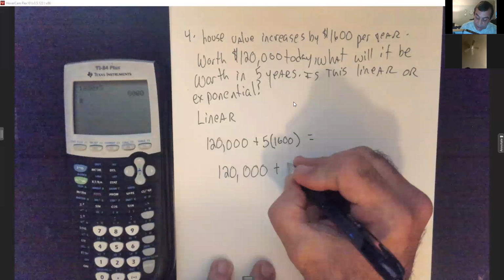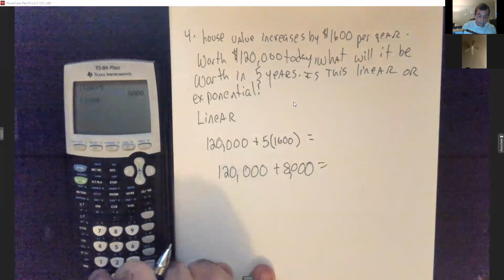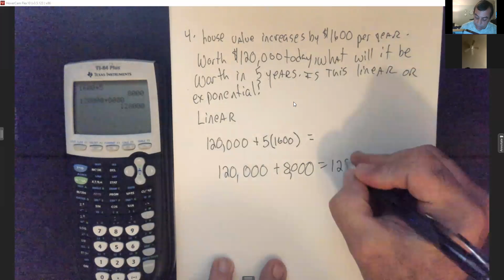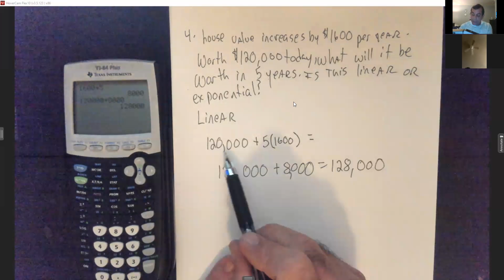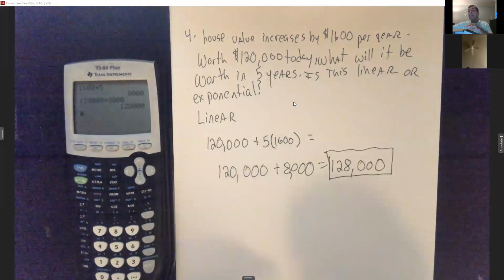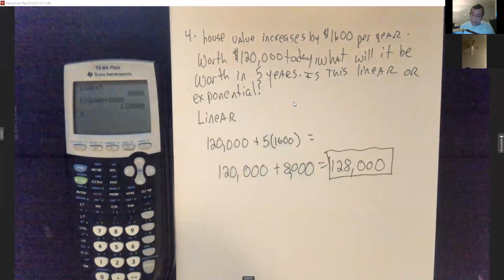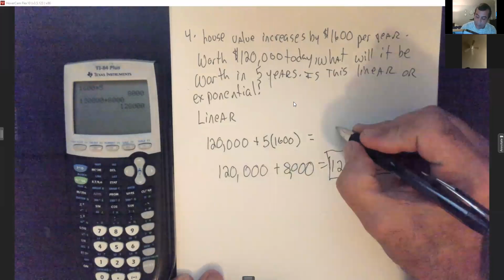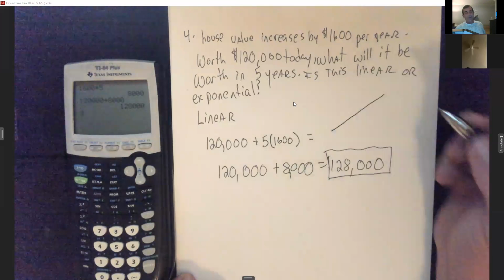So by hand, you would get 120,000 plus 5 times 1,600. That's going to be 8,000. So 120,000 plus 8,000, and we know that's what, 128,000. So house started at 120,000. After 5 years, it's going to be 128,000 if it's increasing linearly, okay? So that was the main thing I wanted y'all to see, was that this house, if you was to graph it, it would start at 120,000 and then it would make a straight line as it increased, okay?